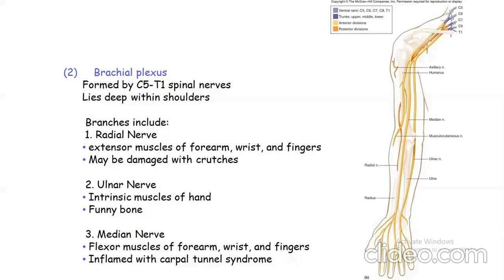Now next one is the ulnar. They supply intrinsic muscles of the hand, and the funny bone. Next one is median. Flexor muscles of forearm, wrist and the fingers. Inflamed with carpal tunnel syndrome.